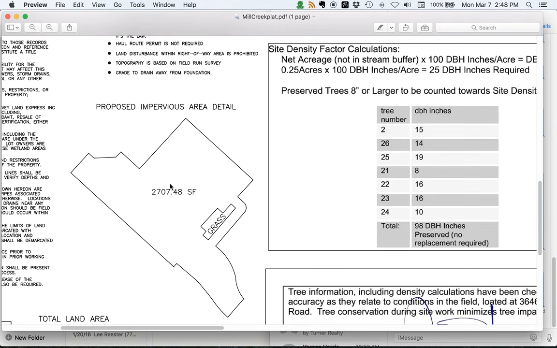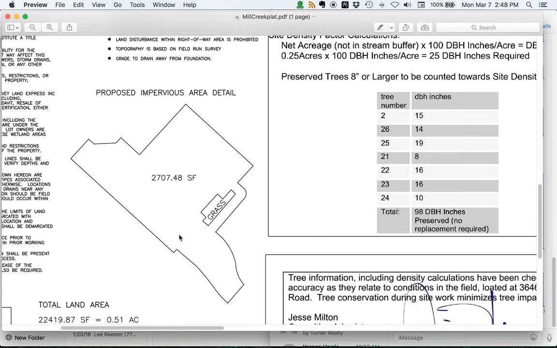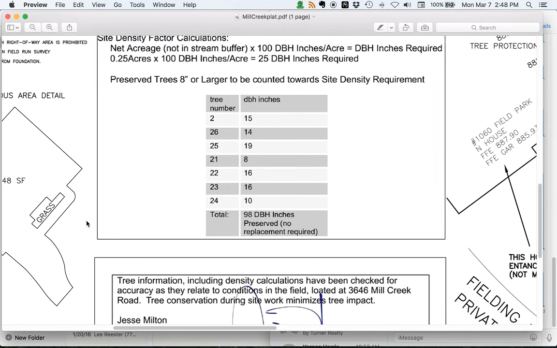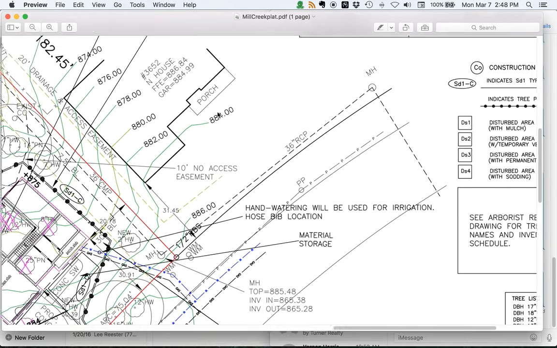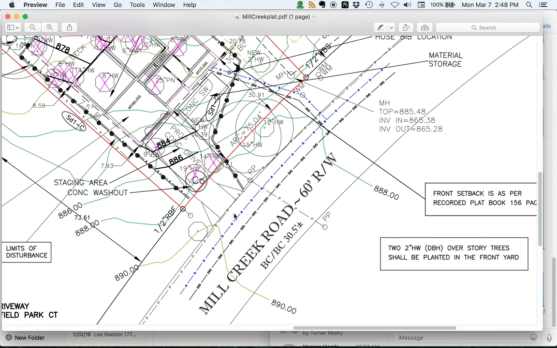It talks about impervious area, which is the area that the home and the driveway and whatnot takes up, where water can't infiltrate into the property. So let's get over here to the plat really quickly and talk about a few things you see on here. First of all, as you can see, we're on Mill Creek Road, and you'll notice that you've got gas line and water line, power line running right here, okay?